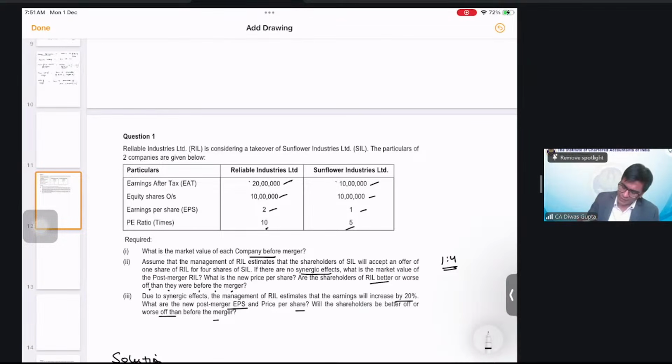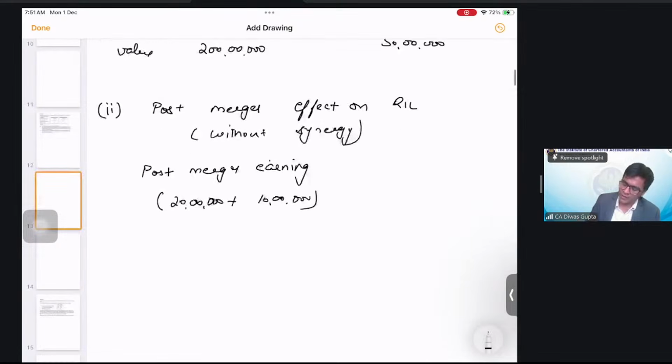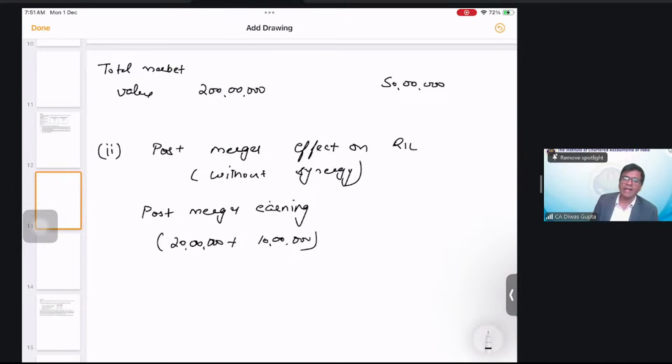So the post-merger earnings is actually the total earnings of both RIL and SIL, which is 2 into 10 lakh for RIL and 1 into 10 lakh for Sunflower. Right? So in totality, it is 20 lakh and 10 lakh. Right? Which is actually 30 lakhs.